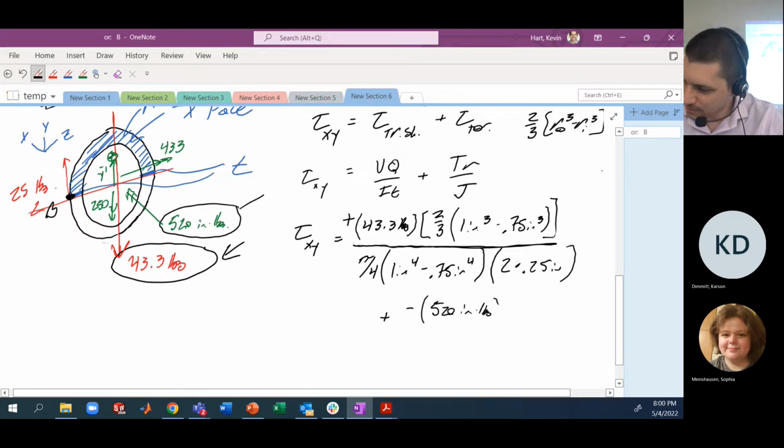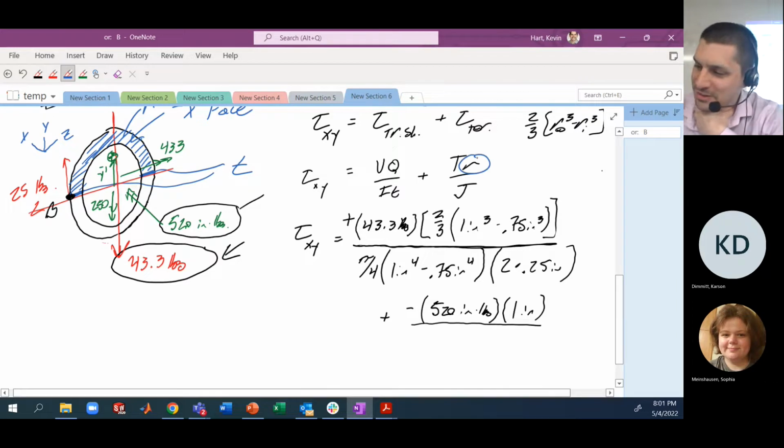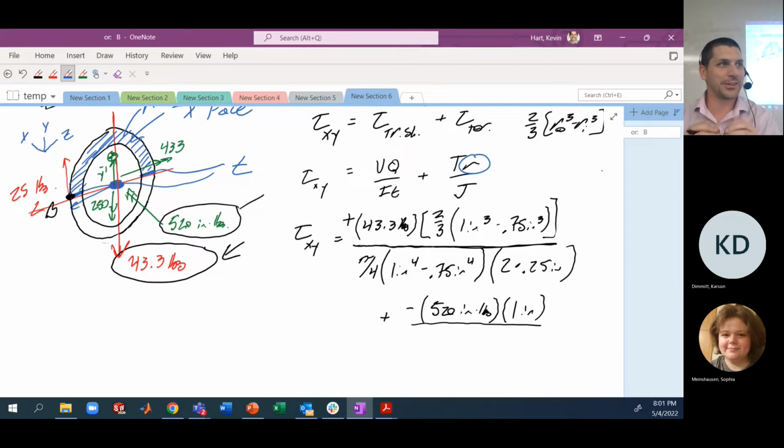Inch-pounds multiplied by a radius, 1 inch. This is the location of our point of interest. So again, we need a clarification here. This variable r is the location from the center of the cross-section. The center of the cross-section is right in the middle. My point B is the radius away from there. So I don't need any 1 minus 0.75 in this case. It is 1 inch away from the middle.